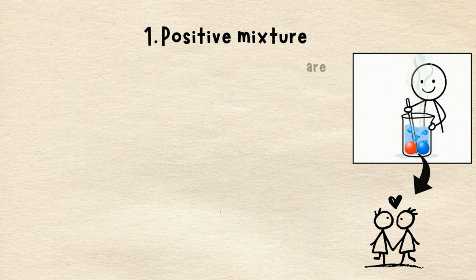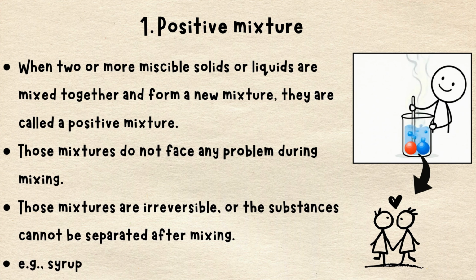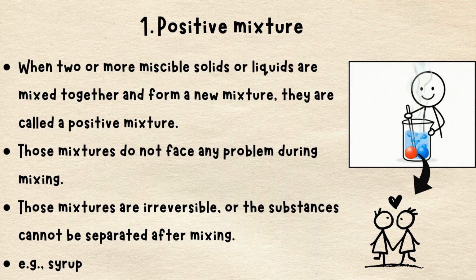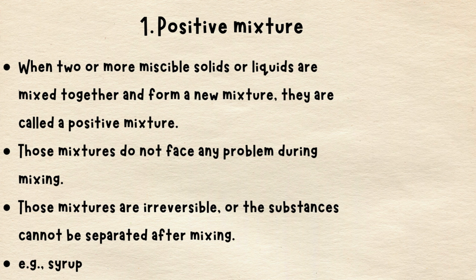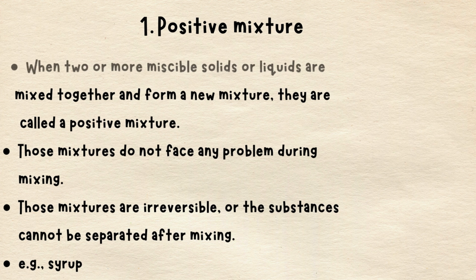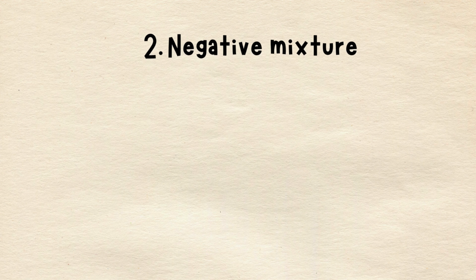First one is positive mixture. When 2 or more miscible solids or liquids are mixed together and form a new mixture, they are called a positive mixture. Those mixtures do not face any problem during mixing. Those mixtures are irreversible, or the substances cannot be separated after mixing. One example is syrup.